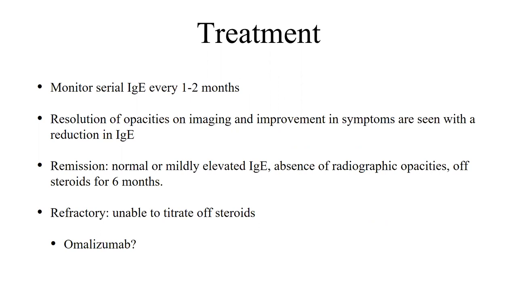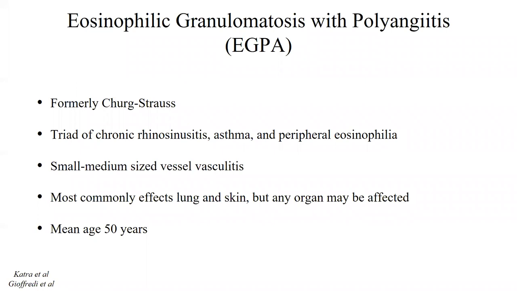Moving on to the next disease: eosinophilic granulomatosis with polyangiitis, formerly Churg-Strauss. This is a rare disorder that causes vasculitis of small to medium-sized vessels. It can also be associated with extravascular eosinophilic granulomas. There's a triad of chronic rhinosinusitis, asthma, and peripheral eosinophilia. It most commonly affects the lung and skin, but any organ can be affected, and the mean age is 50 years.